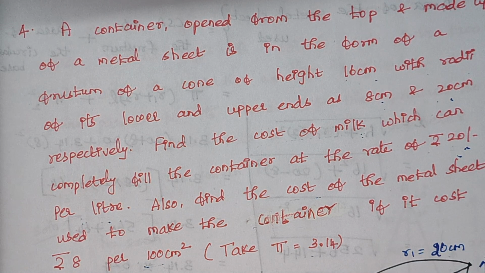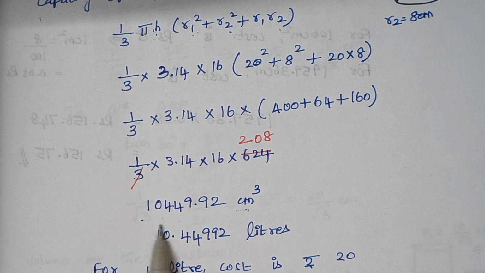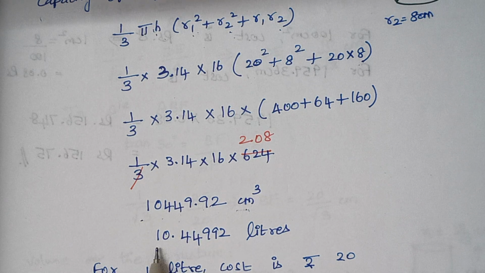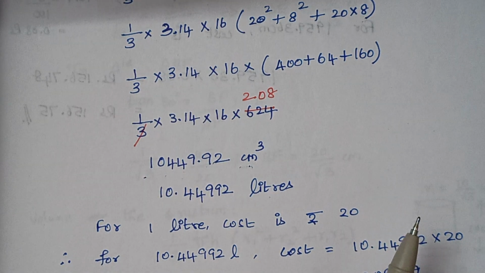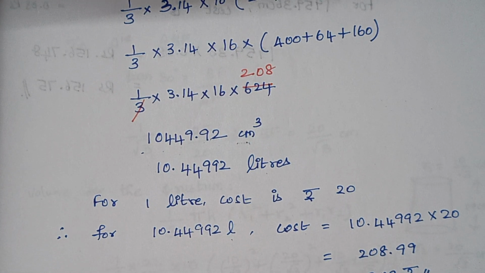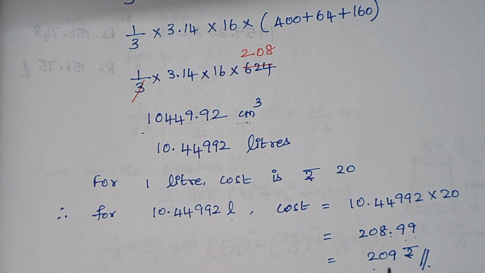So now we have to convert that volume in terms of liters. So how can we do that? So here you have to divide this by 1000. So when you divide it by 1000, here the answer is 10.44992 liters. So for 1 liter the cost is 20 rupees. Therefore for 10.44992 liters the cost is, just you have to multiply this value by 20. So when you multiply, here we are getting the answer as 208.99, which is approximately equal to 209 rupees. Right. So first part of the problem is over.